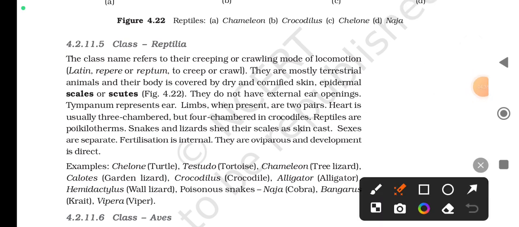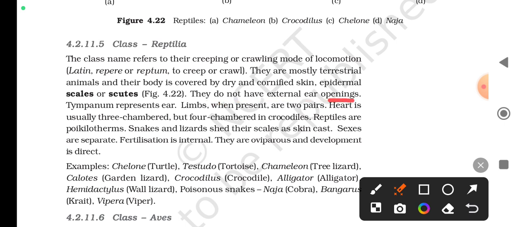You can see here, they are mostly terrestrial animals and the body is covered by dry and cornified skin. Please mark it and always remember: epidermal scales or scutes. Epidermal scales mean scales are present in reptiles, but these scales are epidermal. That means only in the outer part of the skin.